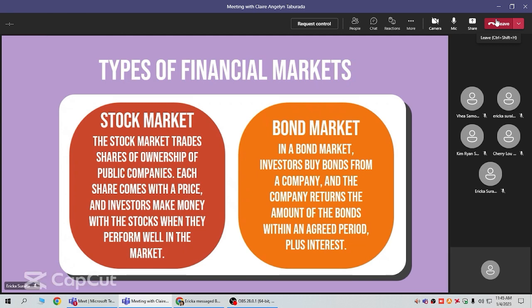Before we proceed to give an example, a stock market is a place where investors go to trade securities issued by corporations, while the bond market is where investors go to buy and sell debt securities issued by corporations or government. So the example would be the fixed interest rate.